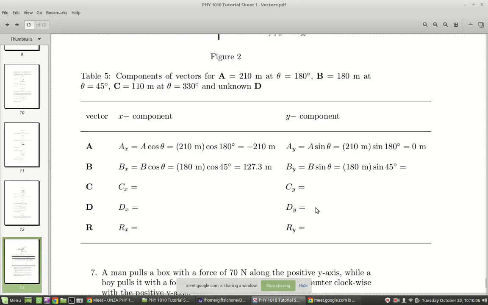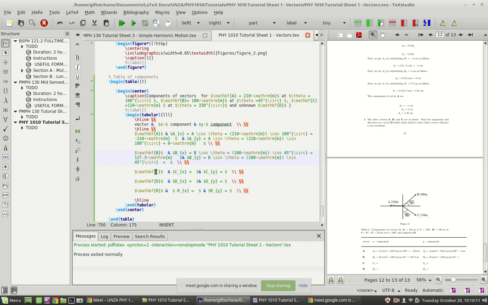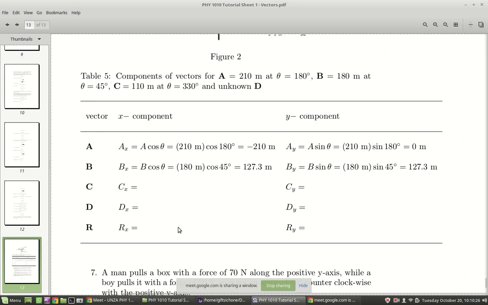How much is 180 times sine 45? 127.3. Okay. We move on to CX.